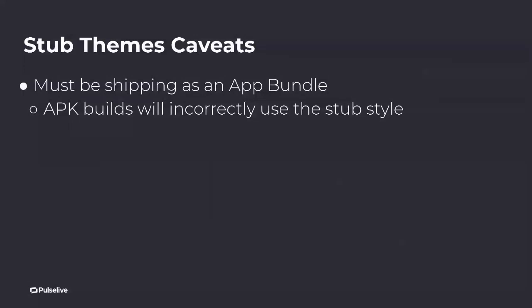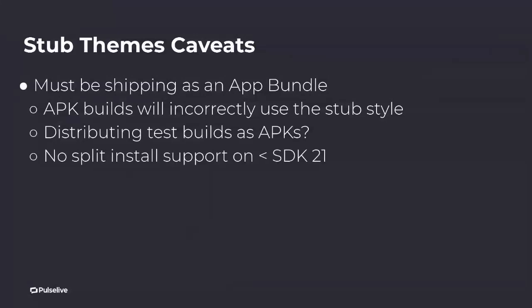We were shipping as an app bundle, but we were giving universal APKs to QA because it was easier, which meant users were fine, but then the QA had a crash, they couldn't use it. And because there is no split install support on SDK 21, users, even if you upload as a bundle to the Play Store, users that are on SDK 19 or 20, for us, because we would be SDK 19, would receive universal APK builds.